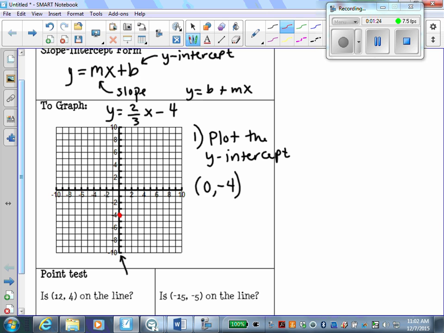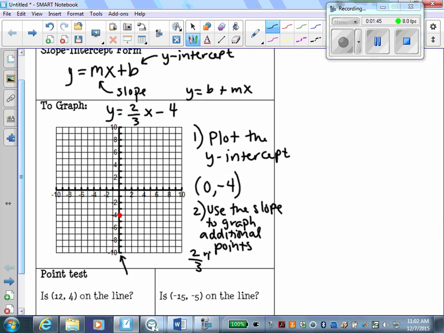And then our second step is to use the slope to graph additional points. And we're going to make several of them so that we have a nice line. So our slope was 2/3. 2 is the rise, 3 is the run. So starting at the point (0, -4), I am going to go up 2 and over 3. 1, 2, 3, and I'll make another point.